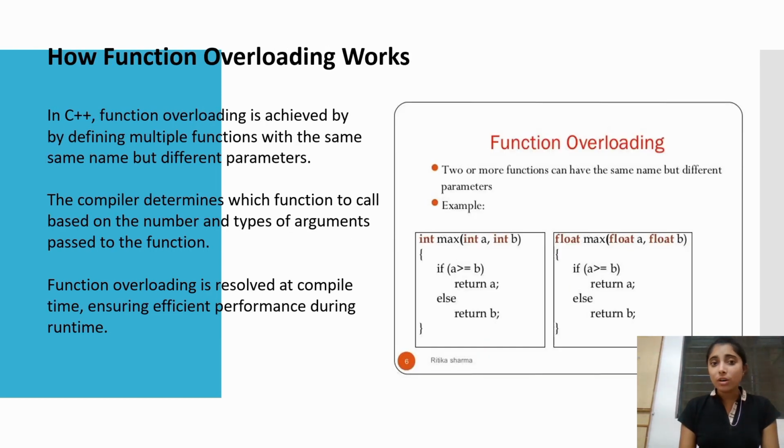Next, how function overloading works. In C++, function overloading is achieved by defining multiple functions with the same name but different parameters. The compiler determines which function to call based on the number and types of arguments passed to the function. Function overloading is resolved at compile time, ensuring efficient performance during runtime.